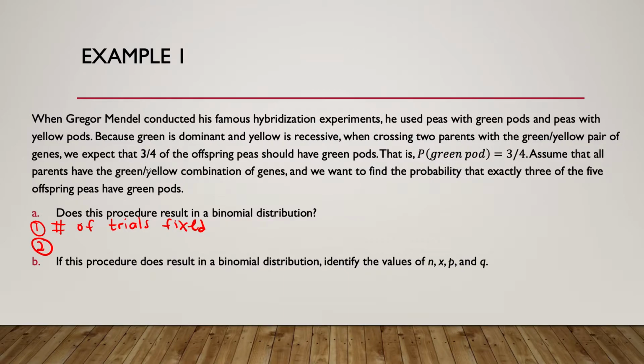The second one is that these need to be independent. Well, based upon those offspring peas and the pods that they produce, if one produces a green pod, the next one producing a green or yellow pod should make absolutely no difference. So yes, these trials are independent.